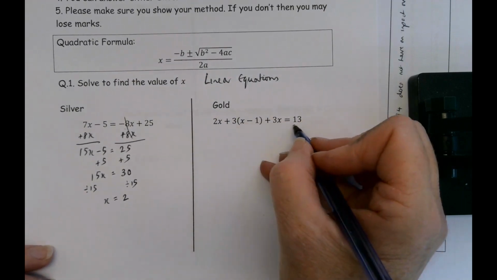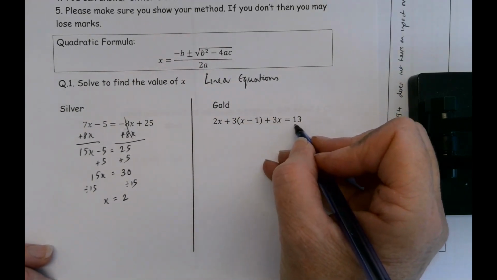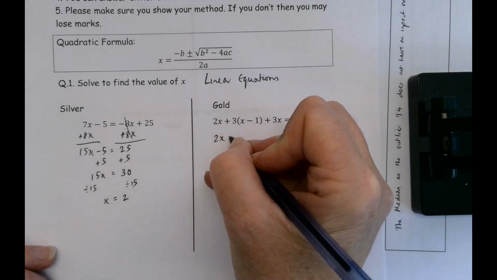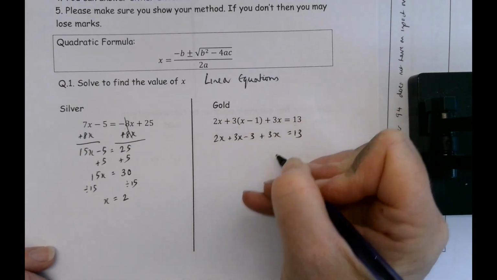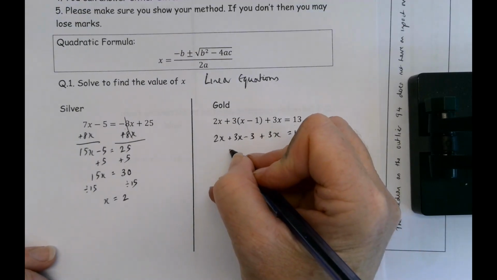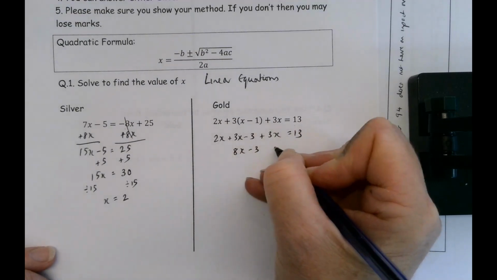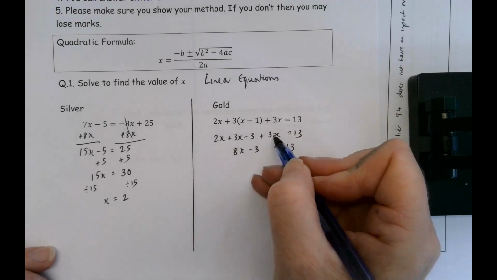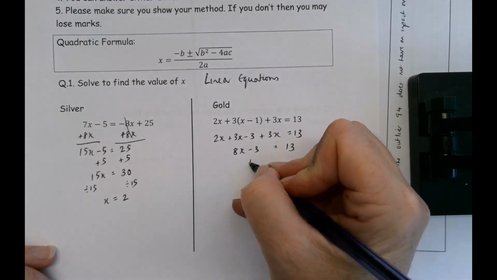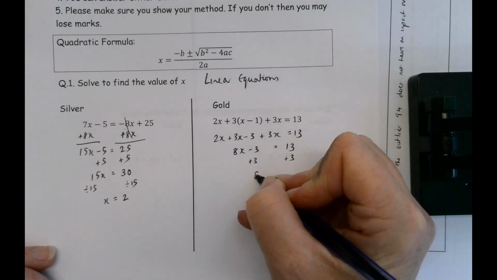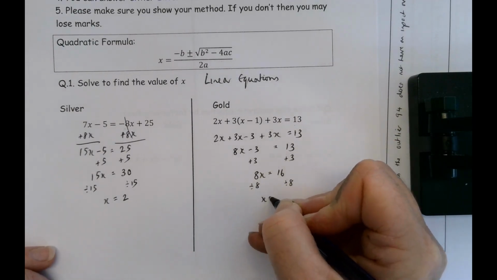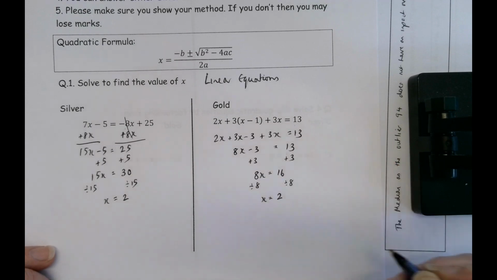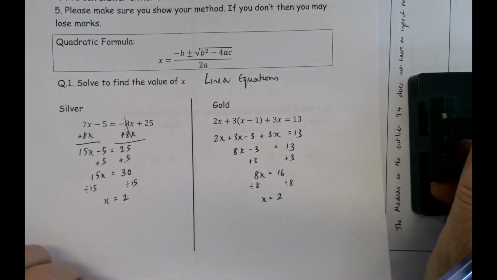Next one. 2x plus 3 bracket x minus 1 plus 3x equals 13. So when I see a bracket, I'm going to expand it before I do anything else. And then having done that, I'm going to tidy up before I do anything else. So I've got 8x minus 3 is equal to 13. 2x, 3x, and 3x is 8x. And then when I've got x's on one side, numbers on the other, so my number's on the right-hand side, then I'm going to divide both sides by 8 to get 1x, because I've got 8x is 16, so 1x is 2. Over the page.